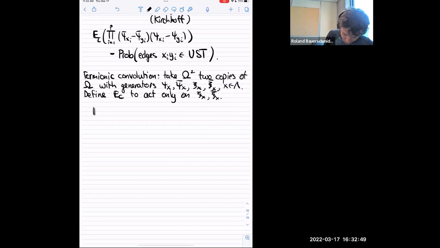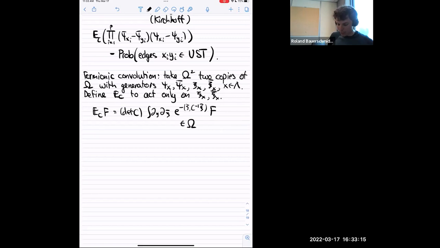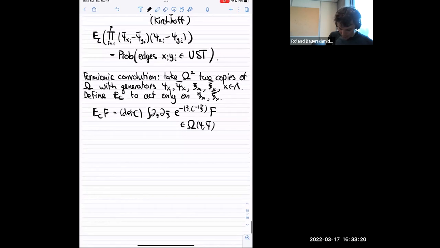So in other words, if F is an element of this Grassmann algebra generated by these four symbols, then this is just the determinant of C times the Grassmann Gaussian integral in Xi. So it would be like this. And then F, and now this isn't a real number, but this is again an element in the Grassmann algebra generated by the psi and psi bars.